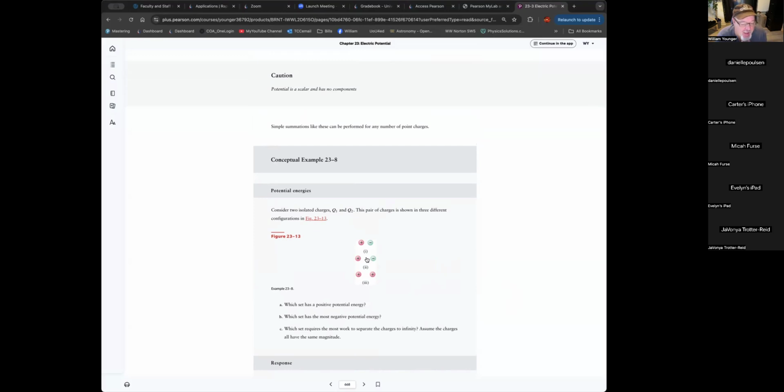And they're asking A, which set has a positive potential energy, and B, which set has the most negative potential energy, and C, which set requires the most work to separate the charges to infinity, and assume the charges have all the same magnitude. So they called them Q1 and Q2, but we can just say the magnitude of Q1 is equal to the magnitude of Q2 is just equal to Q. Okay. So remember what the potential energy is.